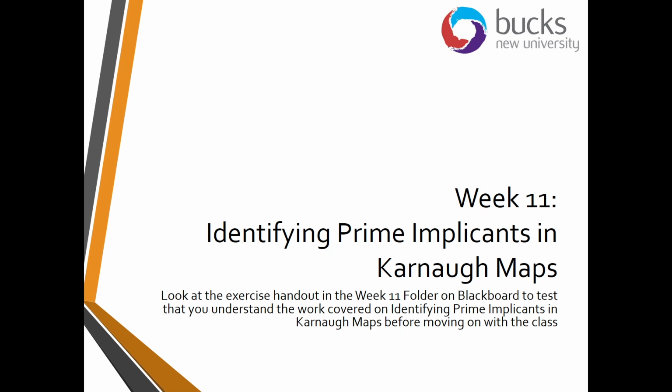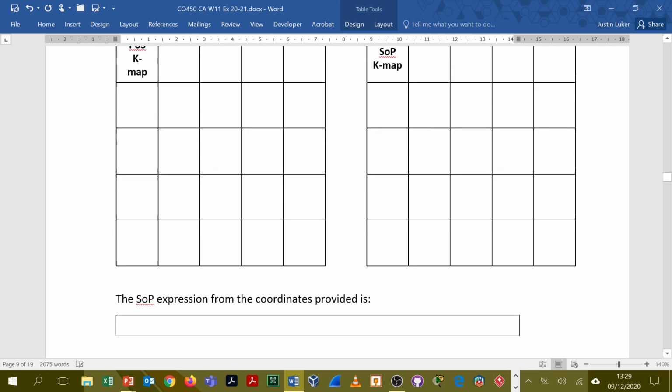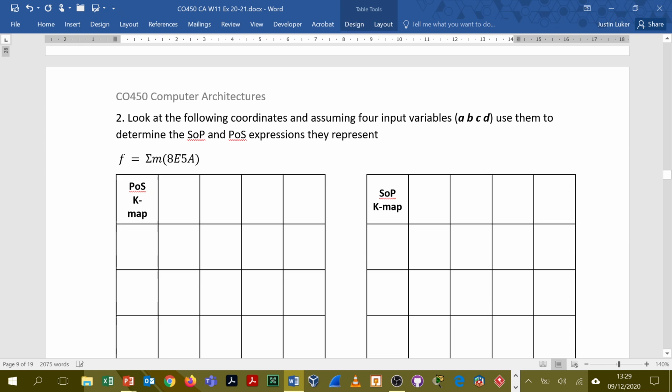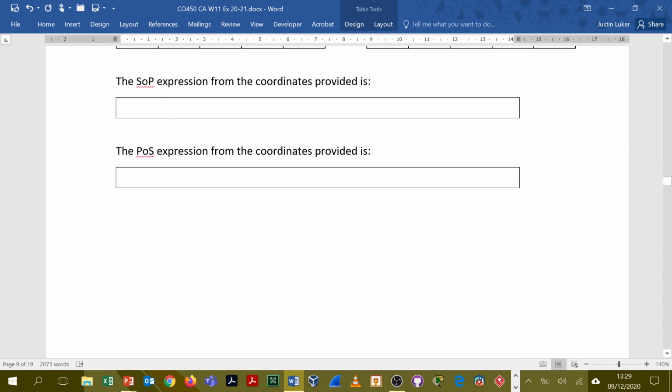So again, I've got a little exercise for identifying prime implicant groups, because that's really how you use the Karnaugh map. If we go back to the exercise sheet, it's asking us to look at the coordinates and assume 4 input variables and use them to determine SOP and POS expressions first. So I'm just getting you to go back through the expressions and work out the expressions there.